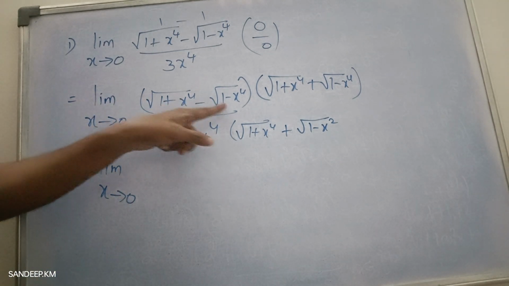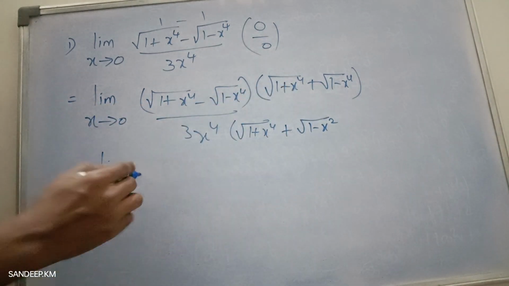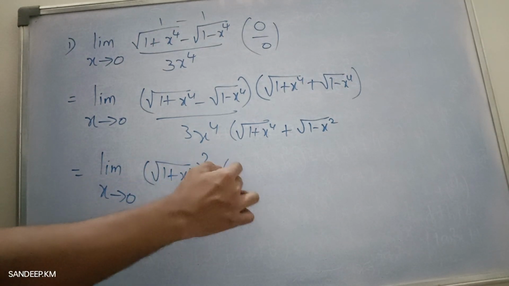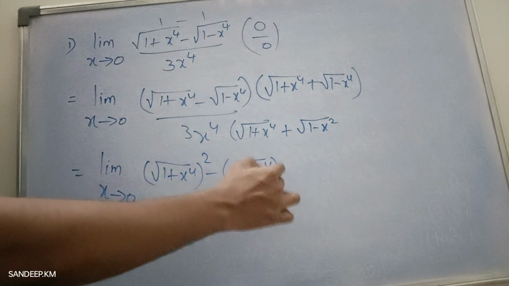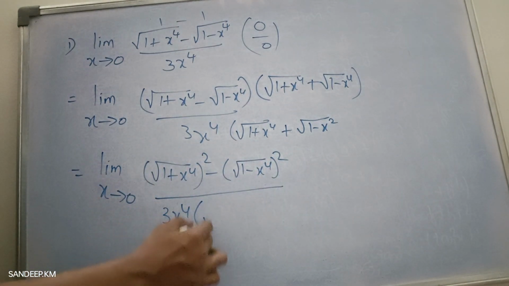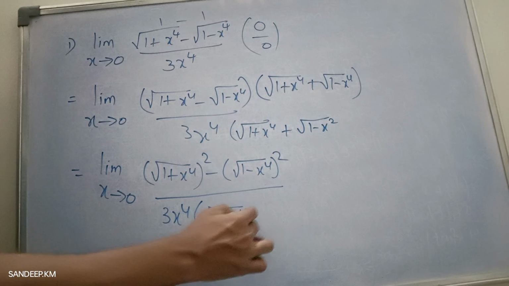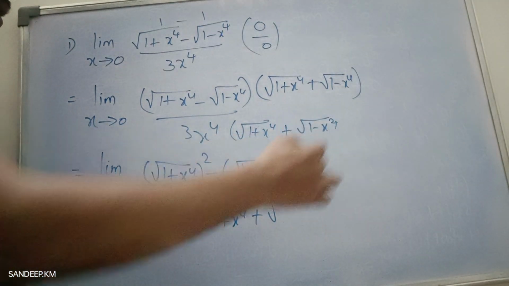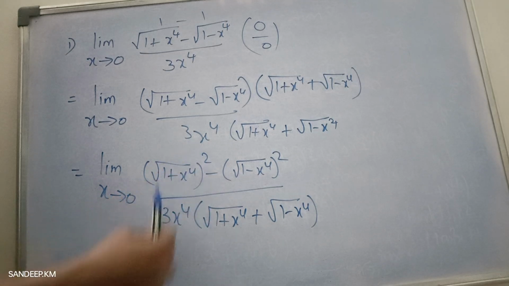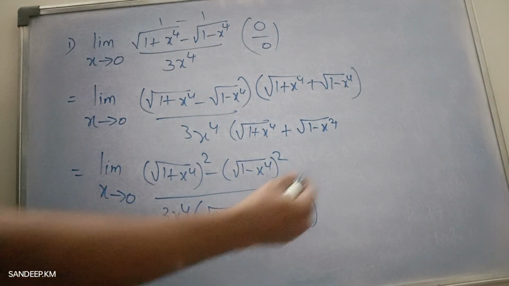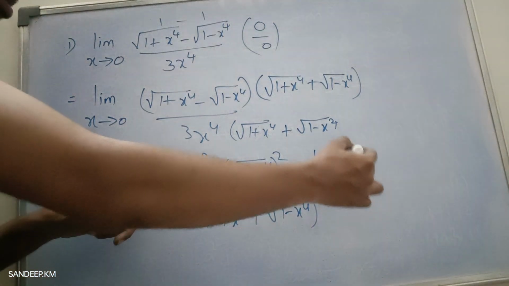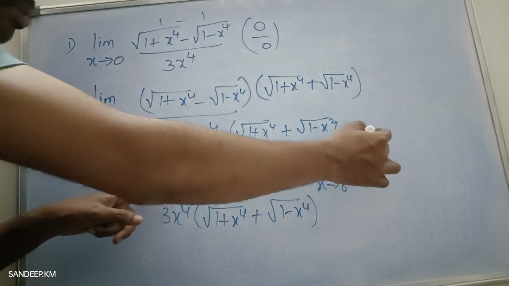So a minus b into a plus b is a square minus b square. The denominator is 3x power 4 into root of 1 plus x power 4 plus root of 1 minus x power 4. Okay, so square root and square cancels. Here also square root and square cancels. Limit x approaches 0. So 1 plus x power 4 as it is.